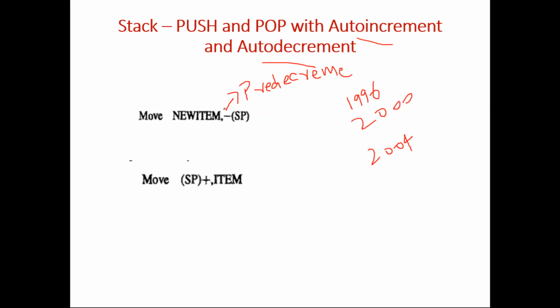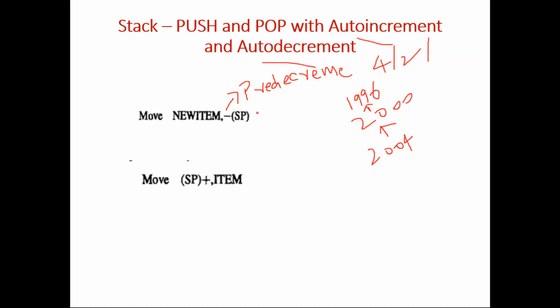So how much will it subtract? We are saying it is subtracting 4. Why is it subtracting 4? Why not 3, or 2, or 1? That depends on the word size of the computer. Here we are assuming the word size is 4 bytes, so it is subtracting 4. If the word size is 2 bytes, then it will subtract only 2. If the word size is 8 bytes, it will subtract 8.